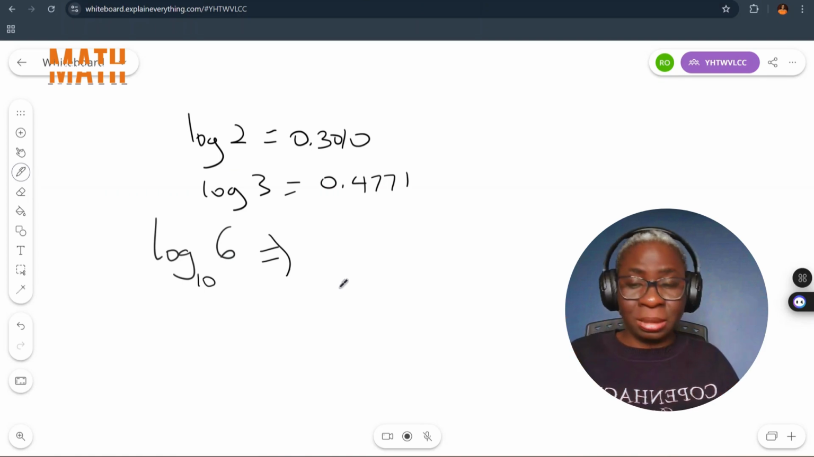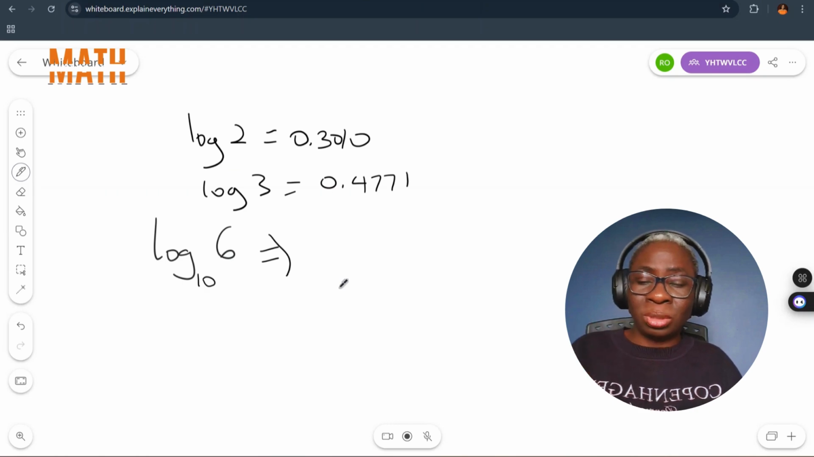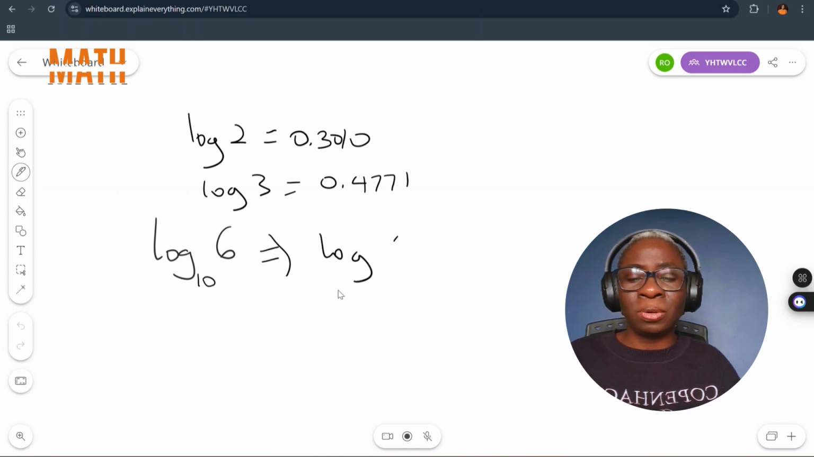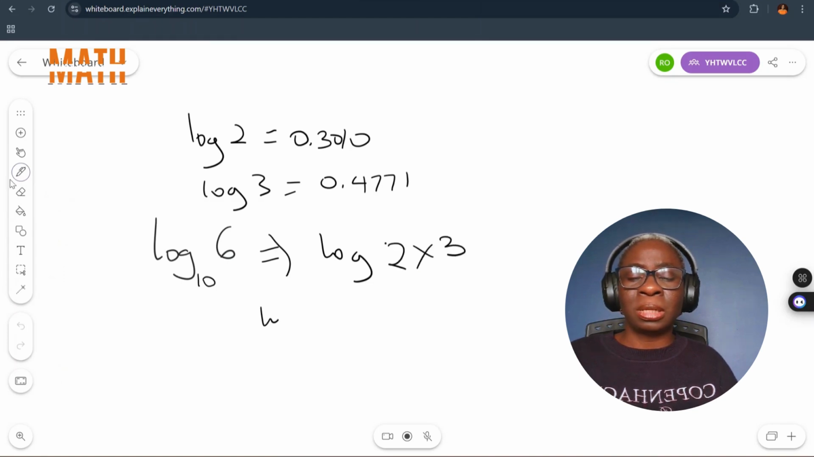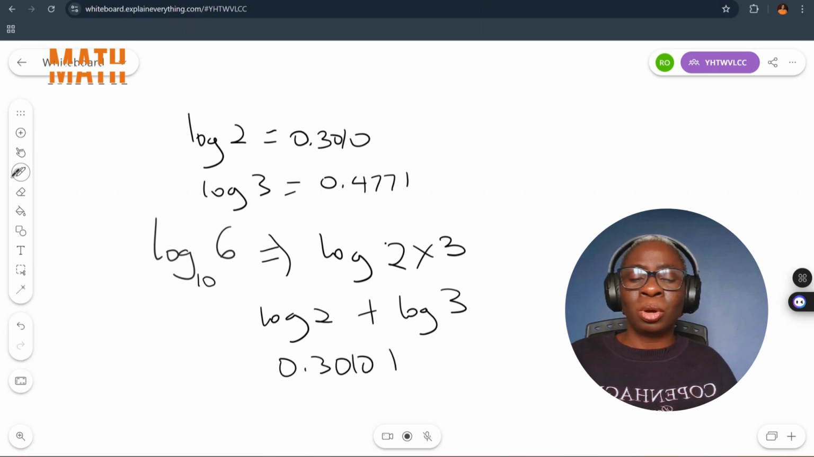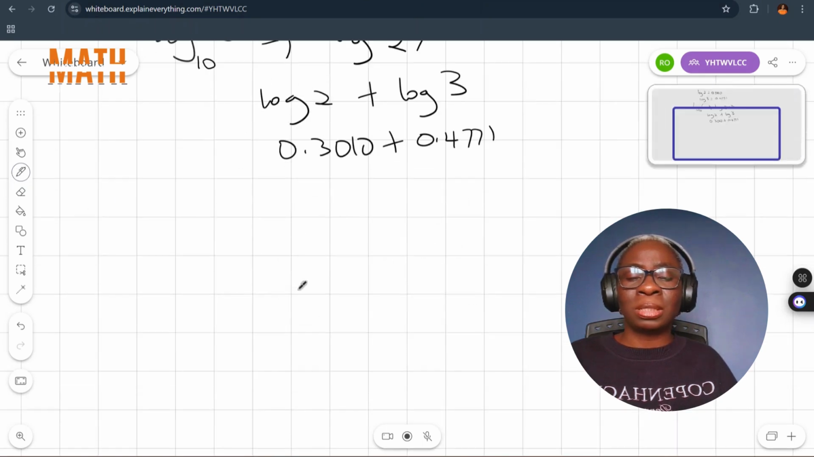So what you need to do is just think, how do I break down this number to give 2 and 3? And it's simple. 6 is 2 times 3, and we know that log of 2 times 3 is the same thing as log 2 plus log 3. So what is log 2? 0.3010 plus 0.4771. Then you add it. What is this going to give?